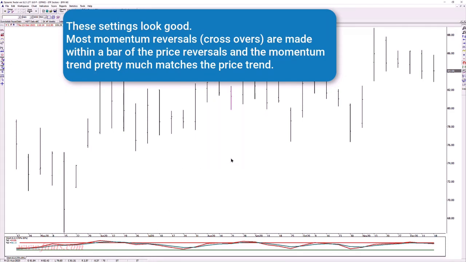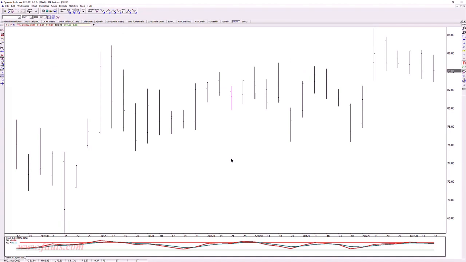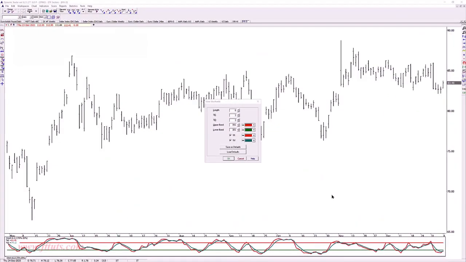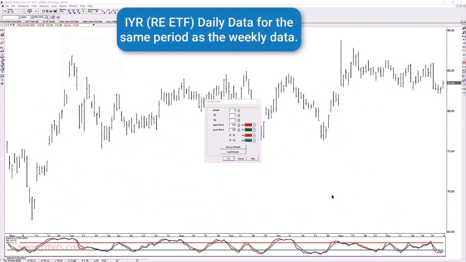Then let's take a look at the daily for around this same period of time. Find what are the optimal settings for that period of time, or at least good settings. I don't know if there's ever any optimal setting. And then we'd assume that those momentum cycles with those settings would continue into the future. So this is the daily data for that same period of time, more or less.